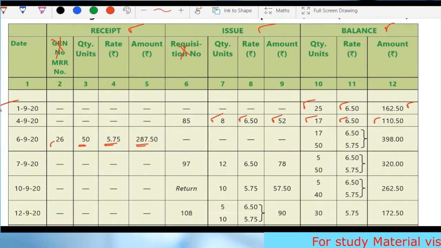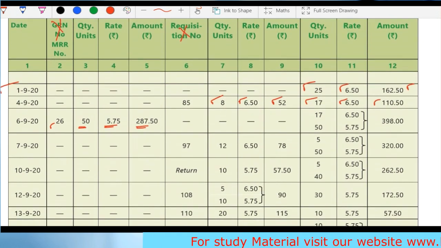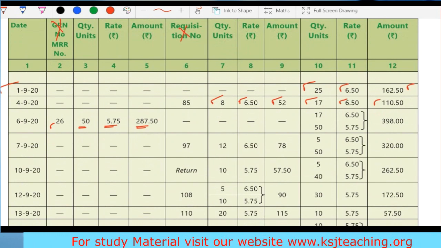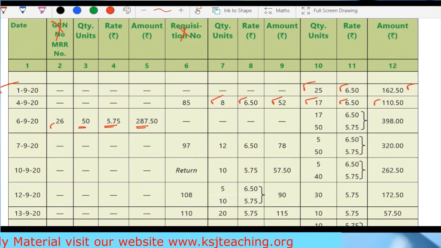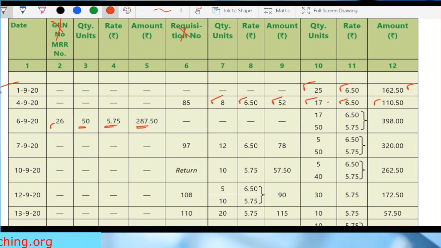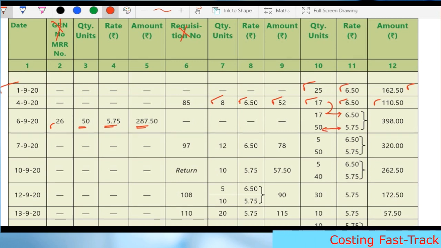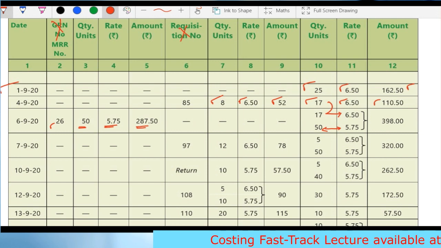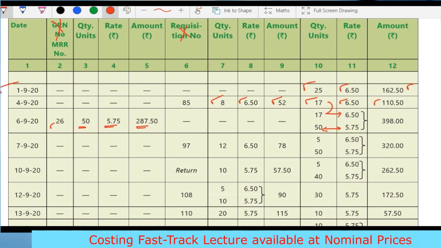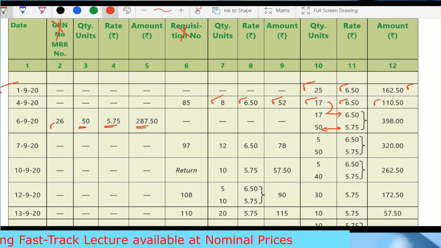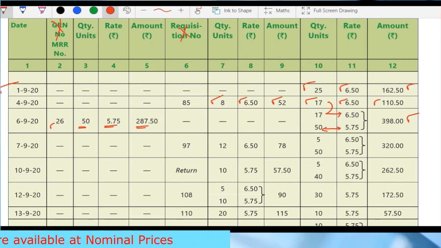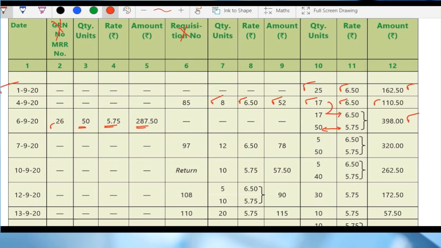Now, when you will write in the balance, you have two balances. One is 17 units, the rate 6.50, right? This one is carry forward. Then you have received 50 more units and the rate is 5.75. So you have to write this bifurcation, that 17 units, then 50 units, total is 398 rupees. Clear? This is how you have to show the balance.